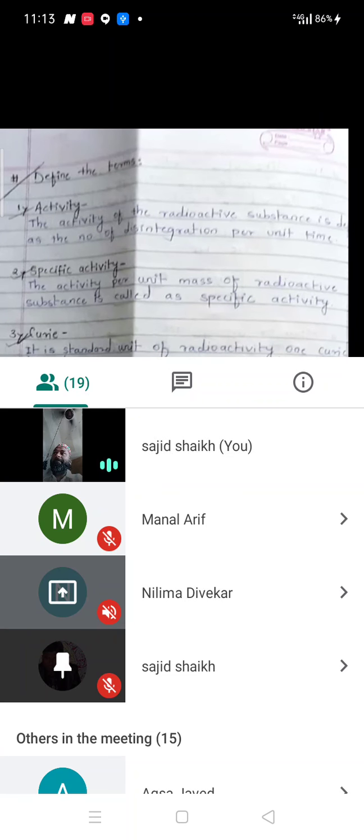Specific activity. Specific activity is defined as the activity per unit mass of the radioactive substance. What is the difference between the activity and the specific activity? Activity is just the number of disintegrations per time. Then specific activity is nothing but the activity per unit mass.